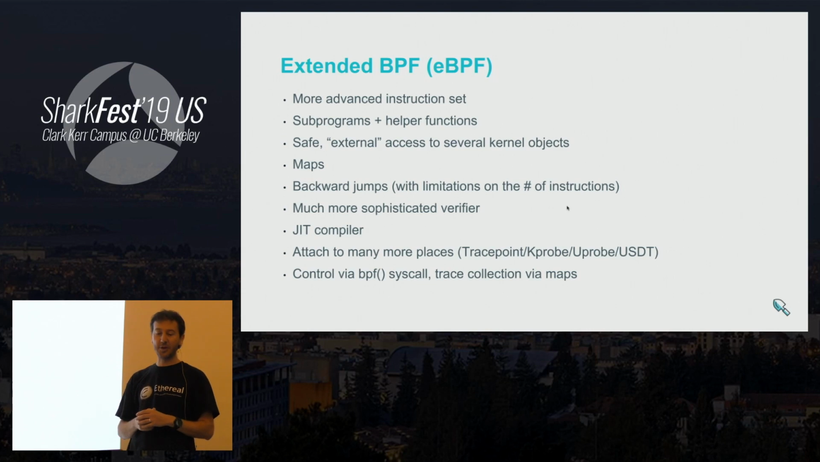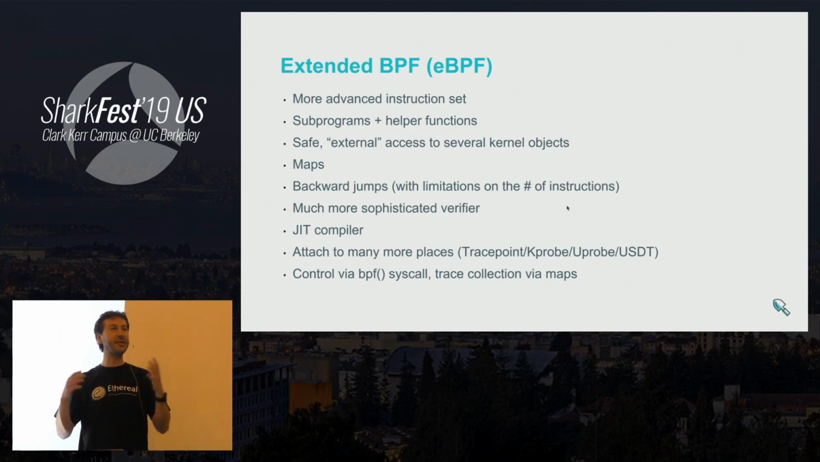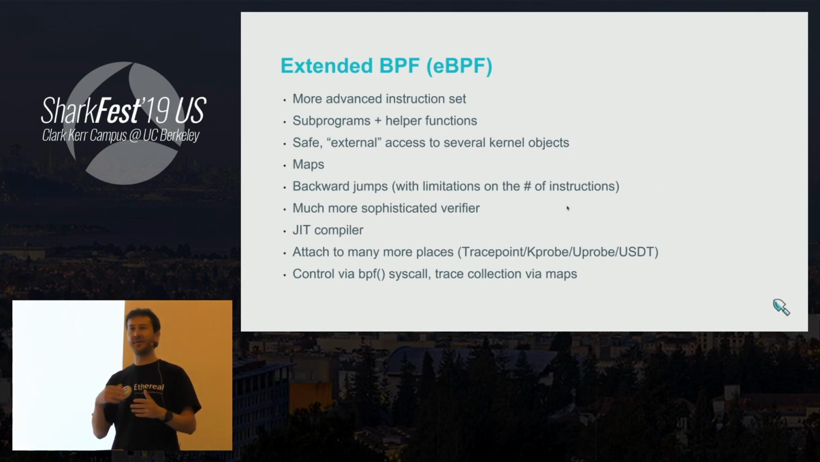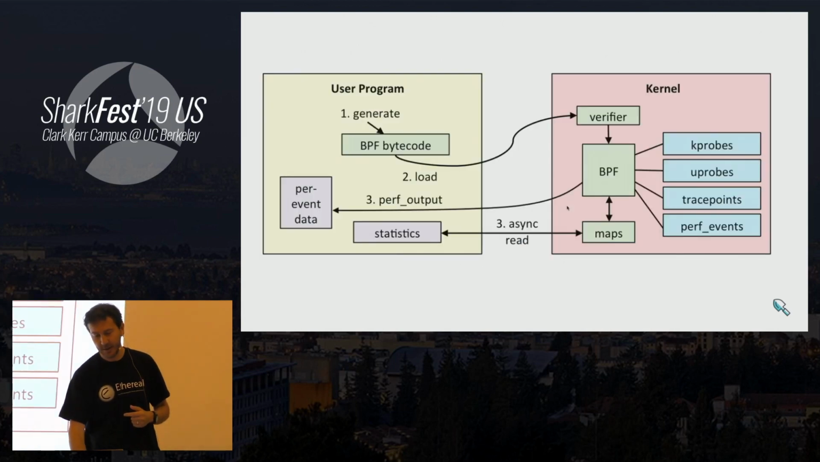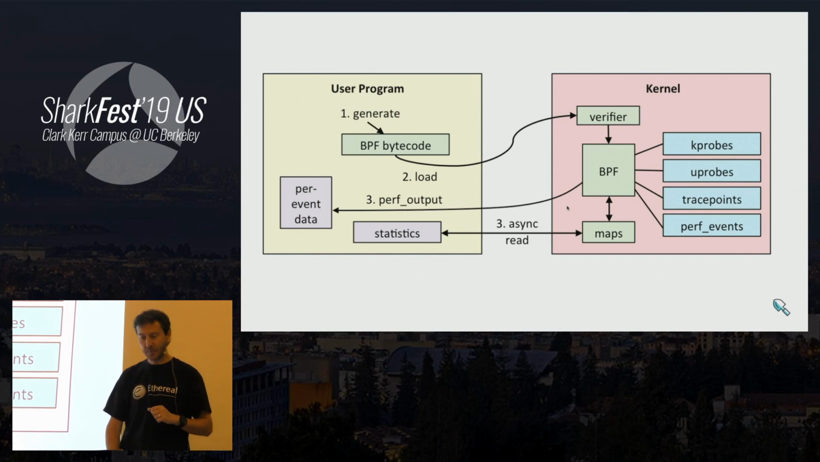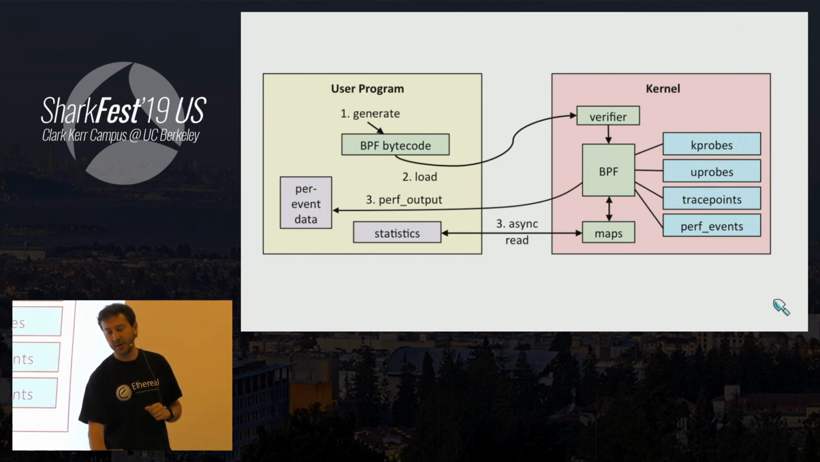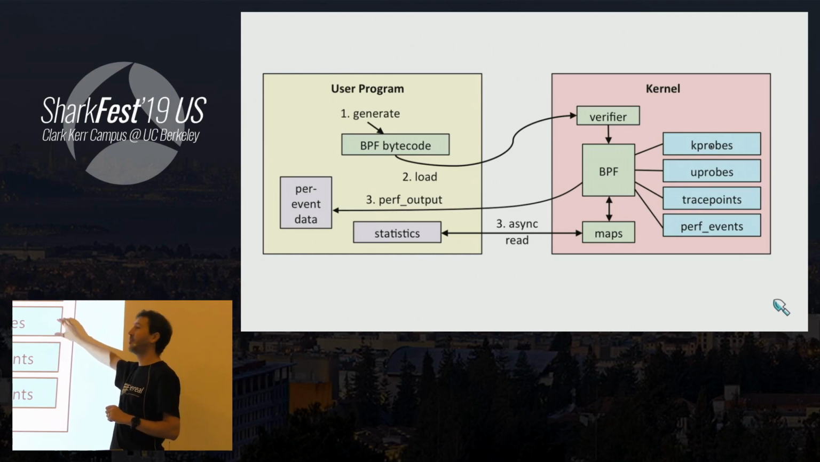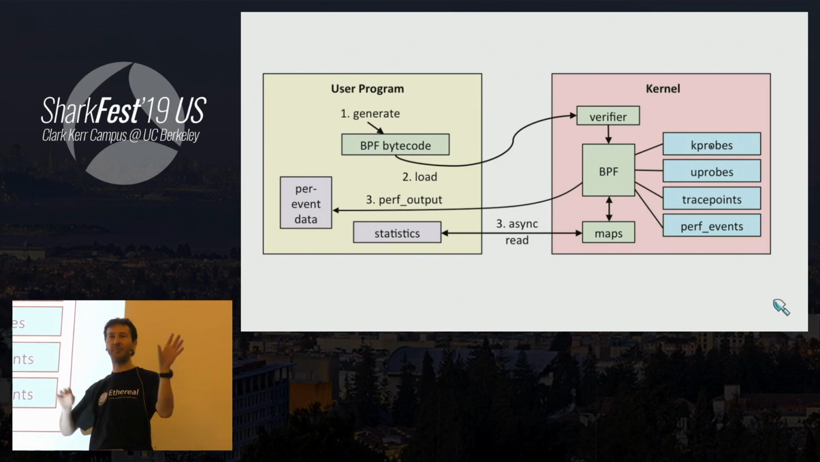There's a very efficient just-in-time compiler. You can attach it to way more places inside the Linux kernel, and there's actually a new system call in Linux just to control this. So architecturally, eBPF works in a similar way. You write code, you have a compiler, there's a verifier in the kernel, there's a virtual machine that is connected to all of these different esoteric places in the kernel. So you can plug it into something that is much more than packet captures.